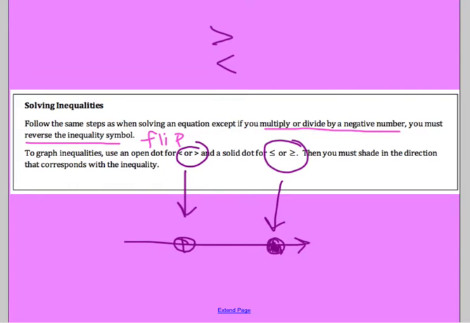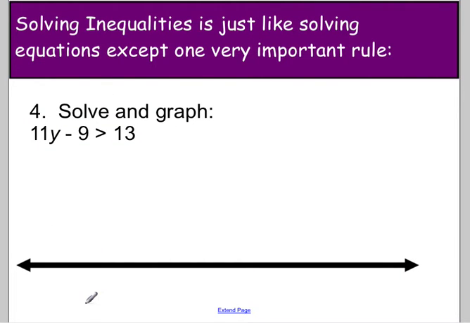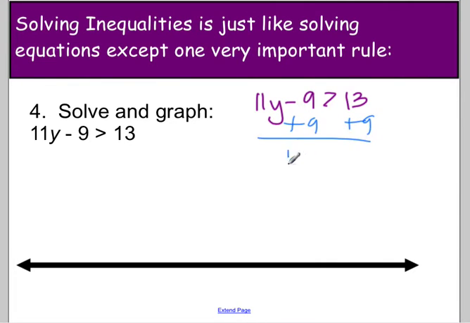So let's look at example 4. It says solve and graph this inequality. So we have 11y minus 9 is greater than 13. I'm just going to rewrite it here. All right, so we solve it exactly the same way. The only difference is if I multiply or divide by a negative, I have to flip the sign. So I add 9. So I have 11y is greater than 13 plus 9, which is 22.